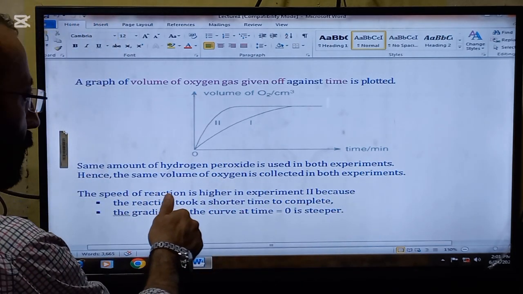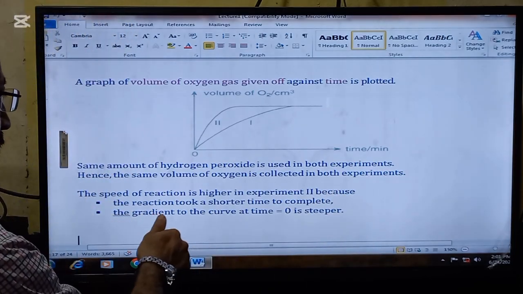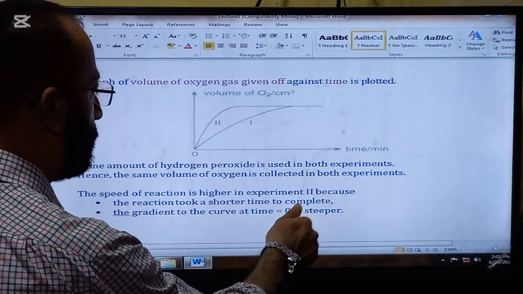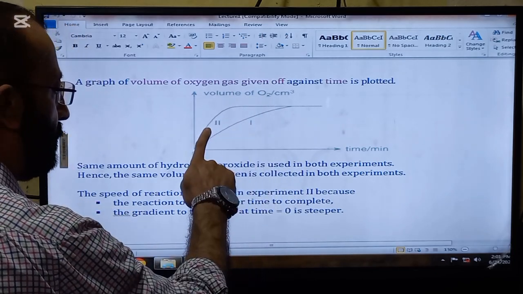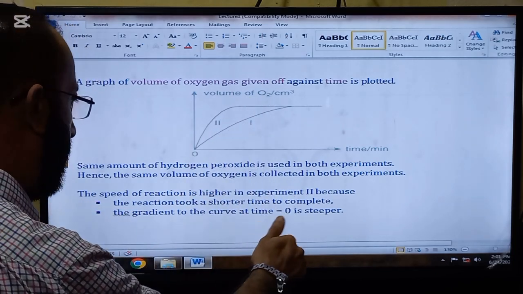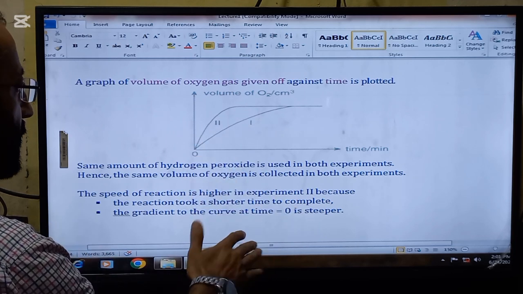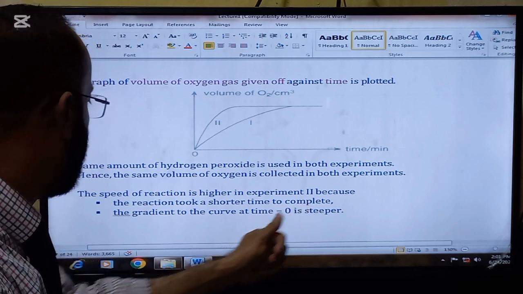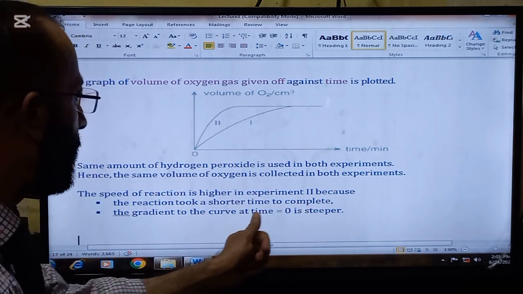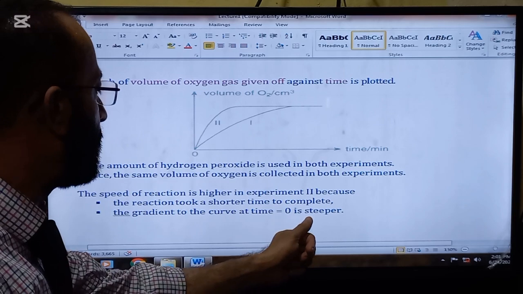Hence, the same volume of oxygen is collected in both experiments. The speed of the reaction is higher in experiment 2. So this second curve, number 2, is an experiment in the presence of the catalyst. The speed of the reaction is higher in experiment 2 because the reaction took a shorter time to complete. The gradient of the curve at time t equal to 0 is steeper.